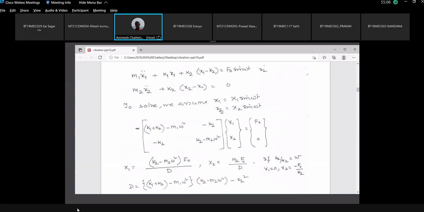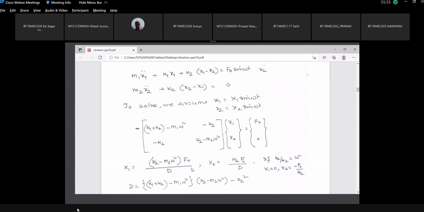If you put this assumed solution into the equations of motion, you will get 2 algebraic equations in matrix form. This is a matrix form, but actually 2 algebraic equations. These are algebraic equations. These are not differential equations. These 2 are differential equations. They get transformed to a pair of algebraic equations which can be written in a matrix form like this. And then you apply Cramer's rule.